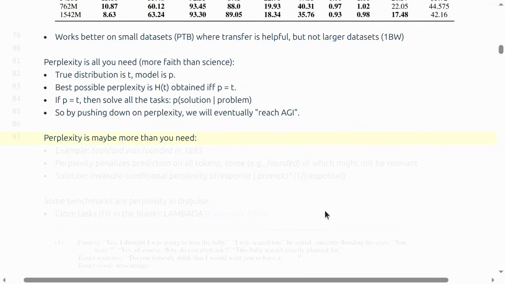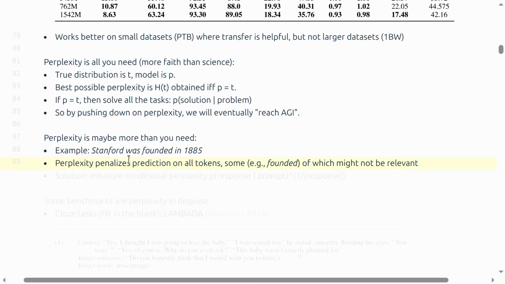So, of course, perplexity is maybe not all, and one way to frame it is that perplexity is maybe more than you need. So for example, if you have a sentence like "Stanford was founded in 1885," perplexity will penalize the prediction on all tokens. In particular, it'll say what is the probability of 1885 given the rest. And that token is probably pretty useful. It's basically a Q&A example phrased as sentence completion, so it captures knowledge about the world.